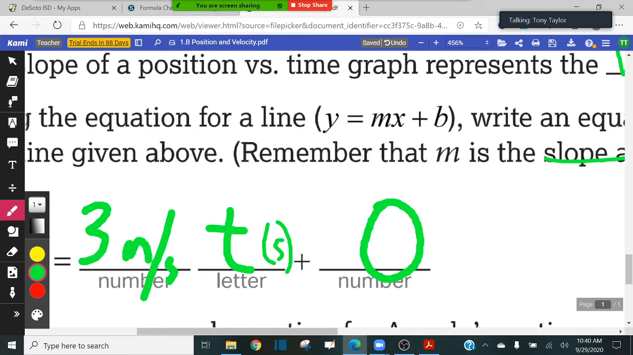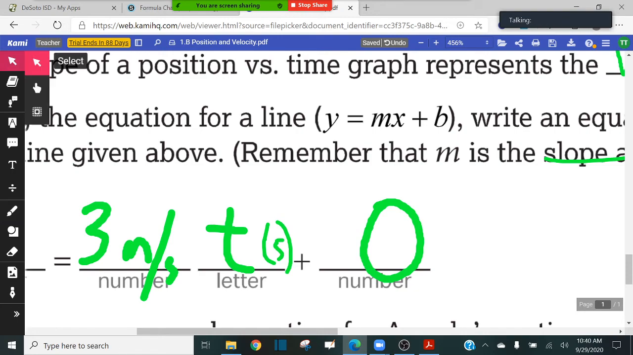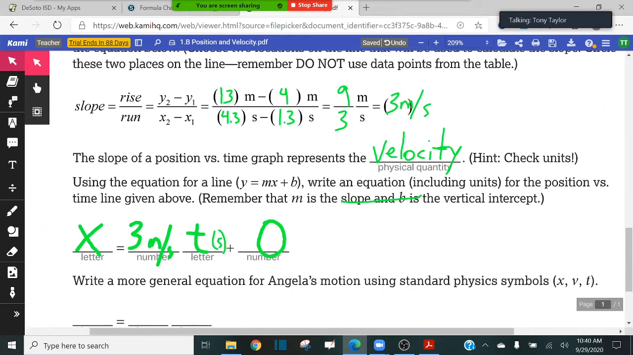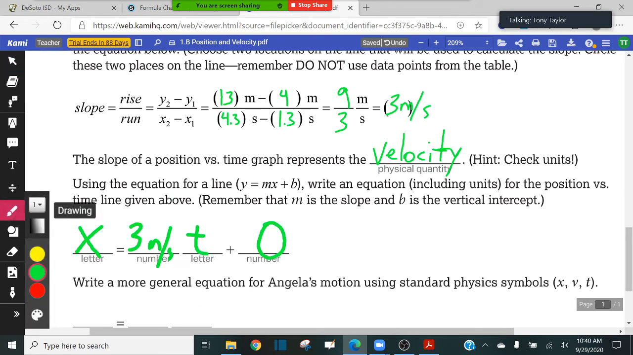So hopefully everybody understands what I did so far. All I did was I took the math. Okay, there we go. So I took the equation of a line in math, which is y. So for math, you guys see it like this, y equals mx plus b. So I just took this equation right here and I wrote it in its physics form for this particular graph.